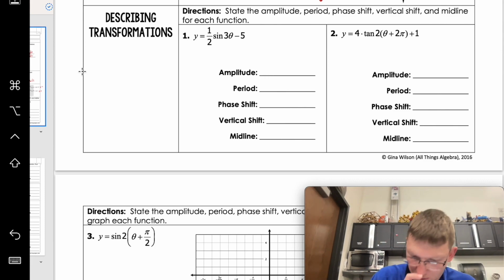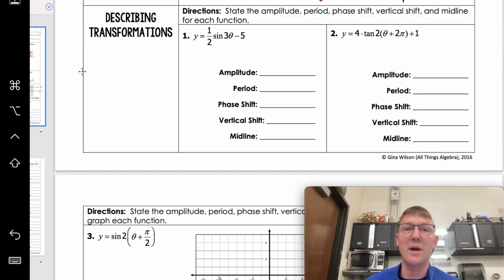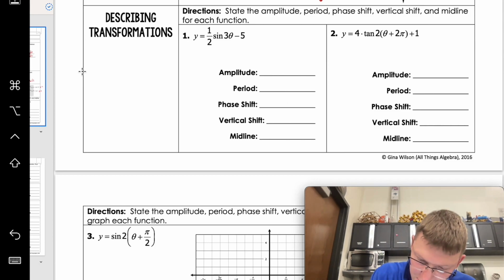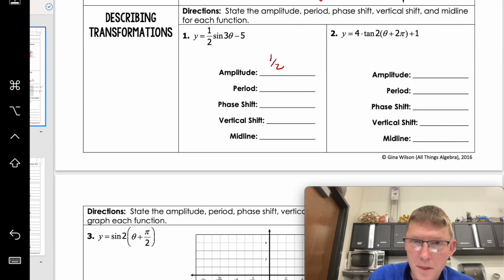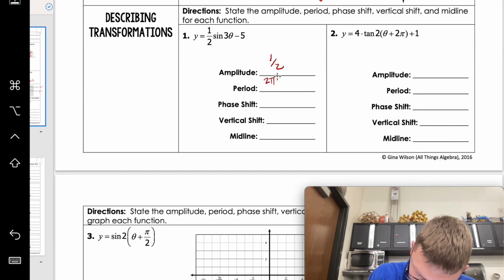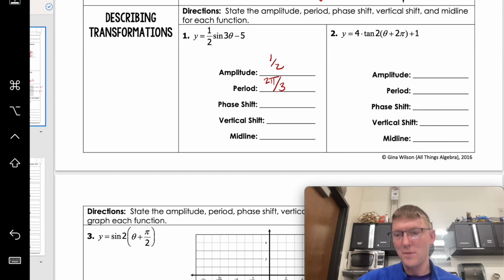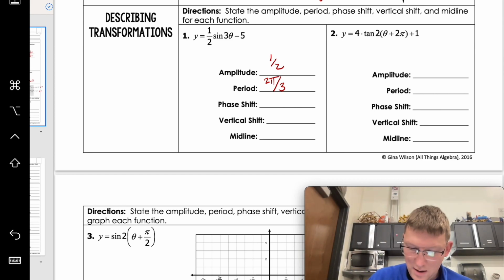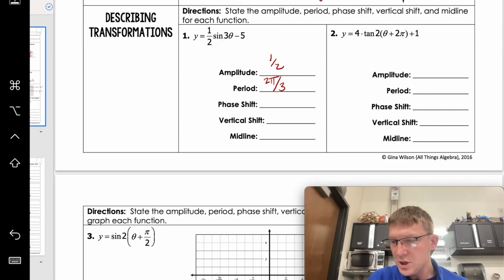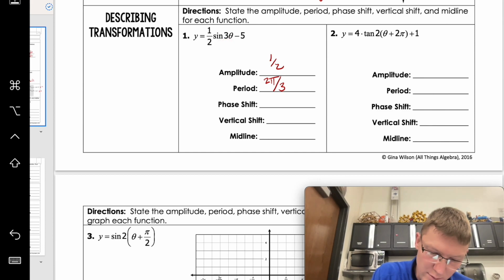So looking at number 1, we got y equals 1/2 sine 3 theta minus 5. So there's a lot going on there. Our amplitude is going to be 1/2, which comes from right there. Our period is going to be 2 pi over 3. Remember, we have equations on my note card, and I got that from this 3 right here. Our equation for sine is 2 pi over b, and our b is 3.